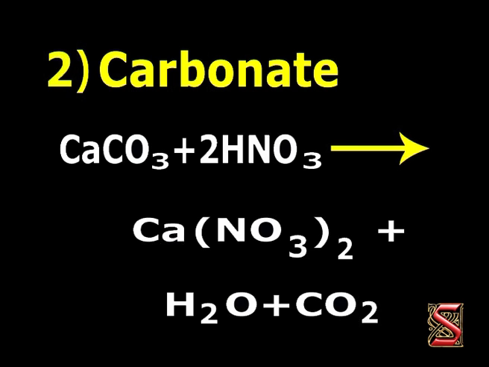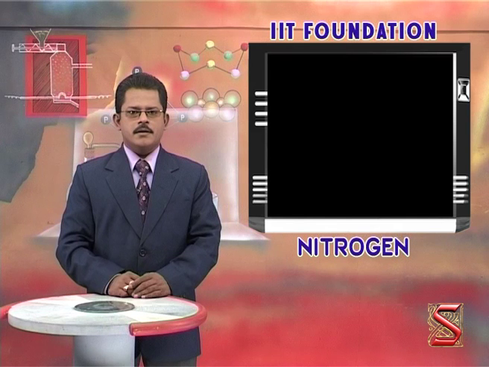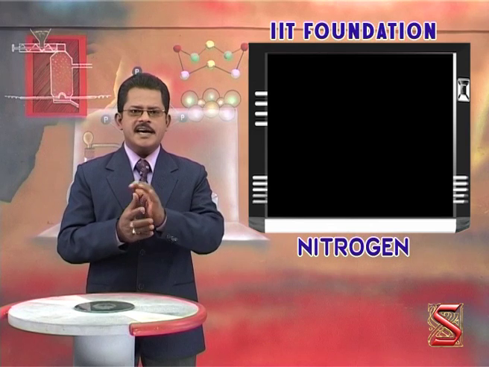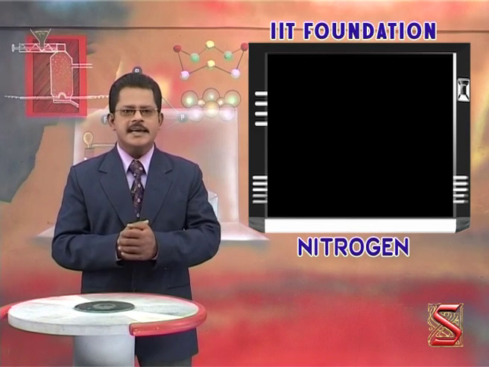Next one, carbonate. CaCO3 plus 2HNO3 gives rise to Ca(NO3)2 plus H2O plus CO2. With bicarbonate, NaHCO3 plus HNO3 gives rise to NaNO3 plus H2O plus CO2. Nitric acid in the oxidizing nature. Nitric acid is a strong oxidizing agent.